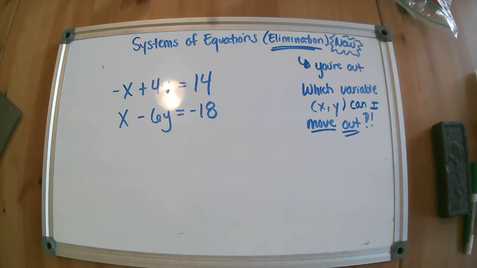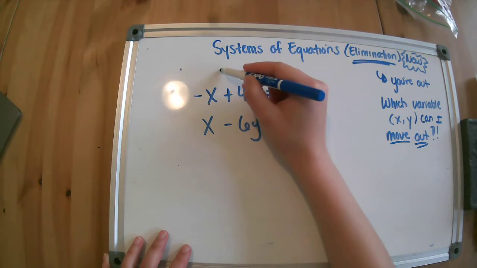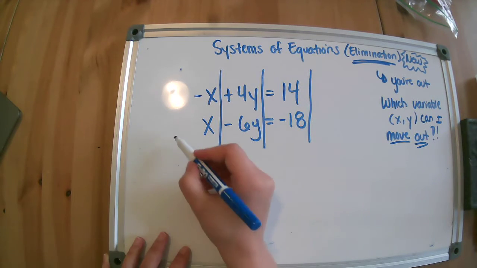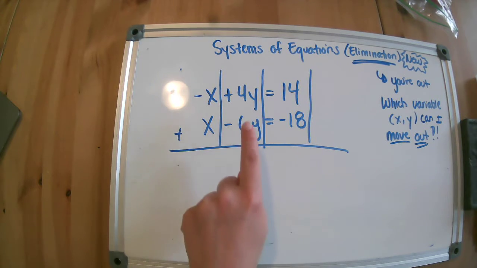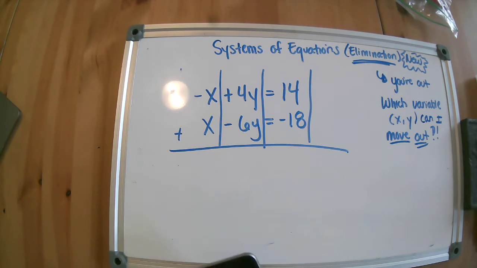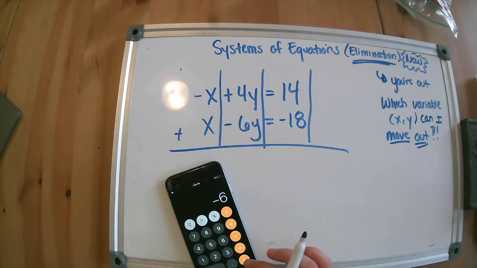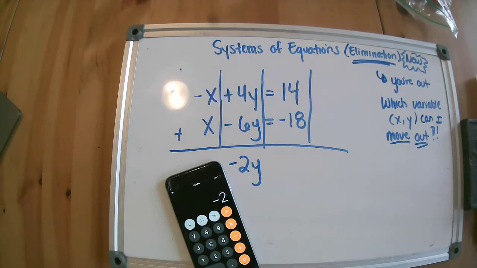All right, so again, just for clarity's sake, I'm going to segment these different chunks like this so we can see everything together. Draw that plus sign underneath. My first question is which variable can I move out? If I start here, I have a 4 and a negative 6. Let's just check. What happens if I do 4 plus negative 6? It gives me negative 2. I can write that down, negative 2y, that's fine, but it doesn't actually cancel each other out.